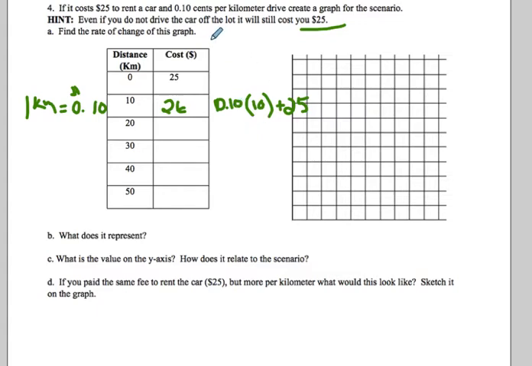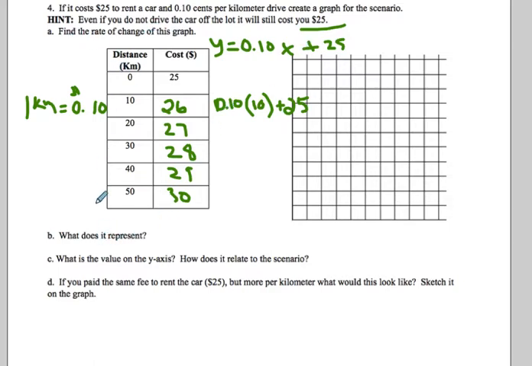So the formula, you could say, for this, the cost is always going to be 10 cents times the number of miles plus your rental fee of 25 bucks. But from here, if we go another 10 kilometers, we know that we're going to get charged another $1. So the way that the chart is written is really nice. Every 10 kilometers is $1. So I can fill it in real fast.